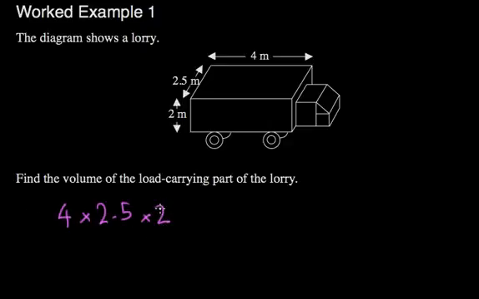But I wouldn't just write this here, I'd have to write V equals just so that I can be clear about what it is I'm trying to find. And then by multiplying them together I get 20, and the units can be seen here, meters. But because it's meters times meters times meters, it's meters cubed.